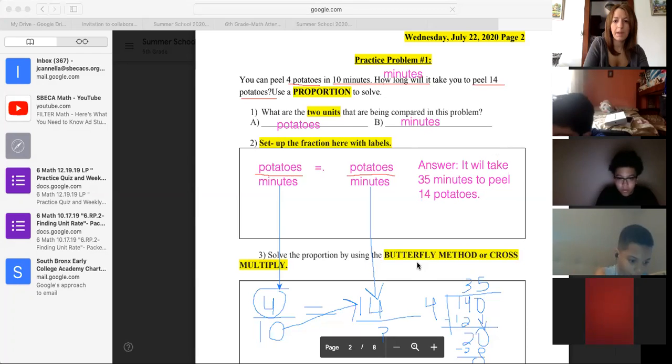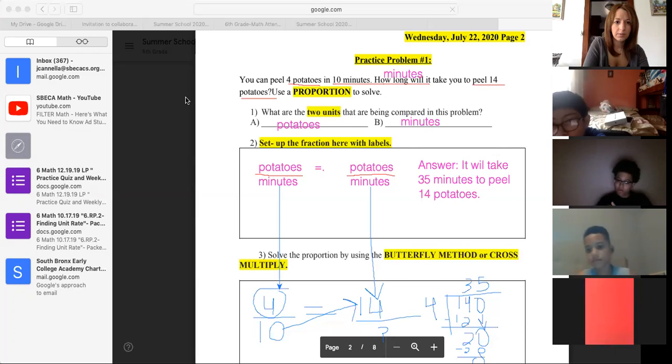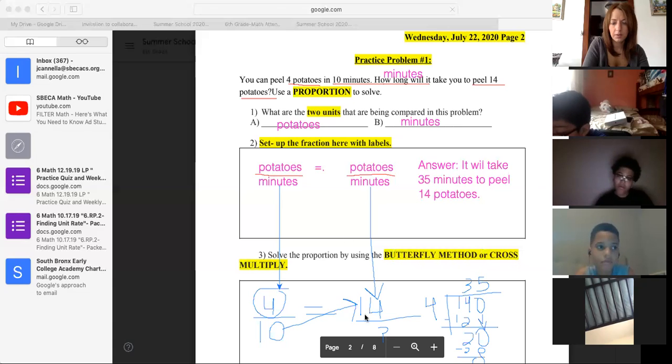Again, we did the butterfly method as it says right here. This butterfly method, okay? There's no surprises. We set up the labels, then we substitute the numbers. So the reason why 4 is at the top is because it goes with potatoes. The minutes is 10 on the bottom. How long is the minutes? That's why there's a question mark. And 14 potatoes is the numerator. You cross multiply, 14 times 10 is 140. Then divide by the numerator of 4 to figure out this missing number.